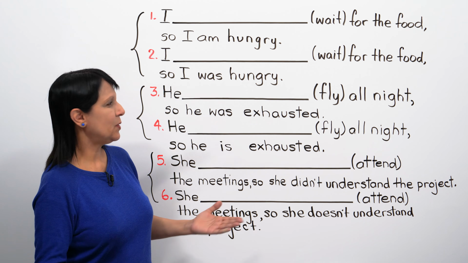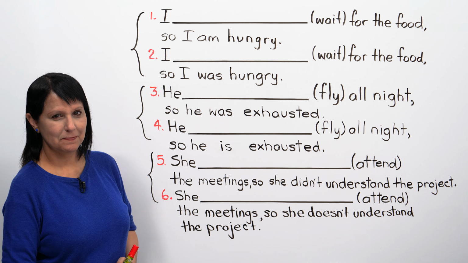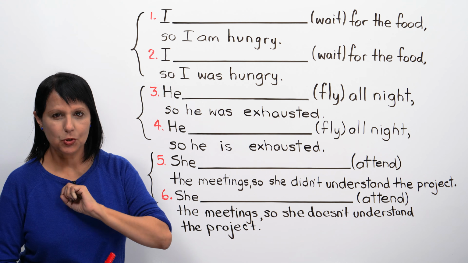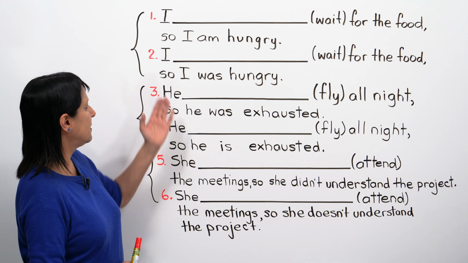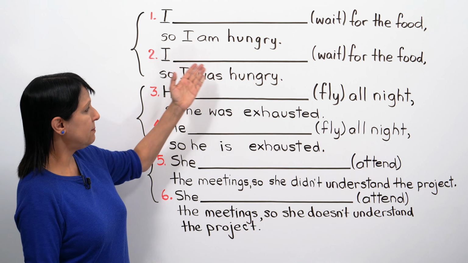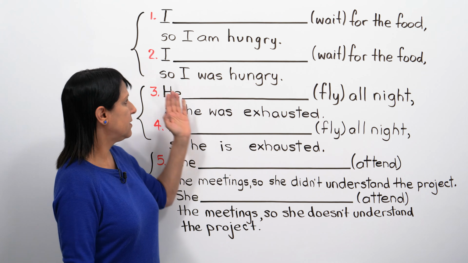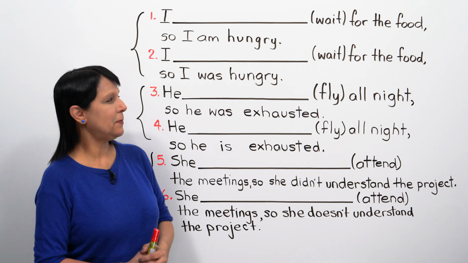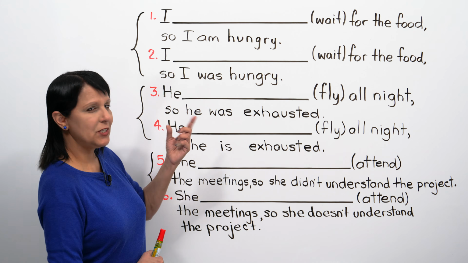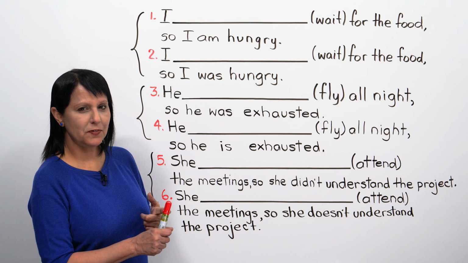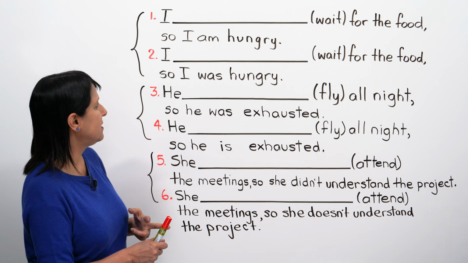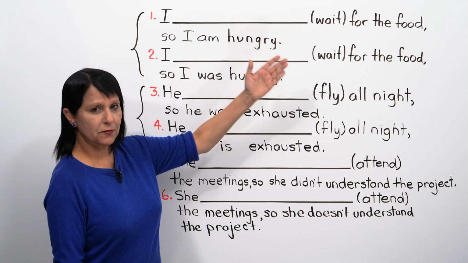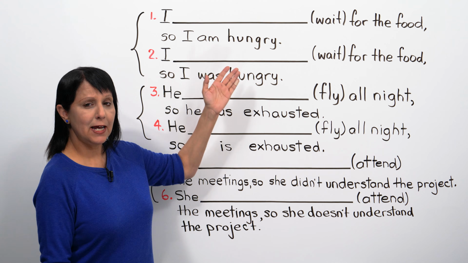What do you think that will be? Okay, let's read number 2 and it might help you. Number 2 says, I blank wait for the food, so I was hungry. Now let's go back to number 1. Which tense do we need? Present perfect continuous or past perfect continuous? Let's read number 1 again. I blank wait for the food, so I am hungry.